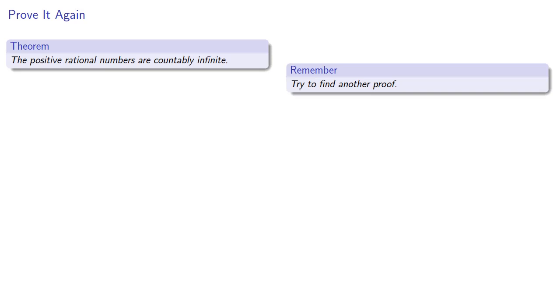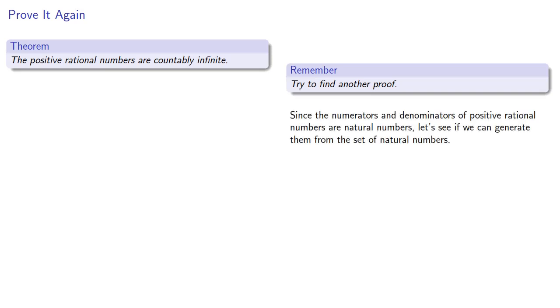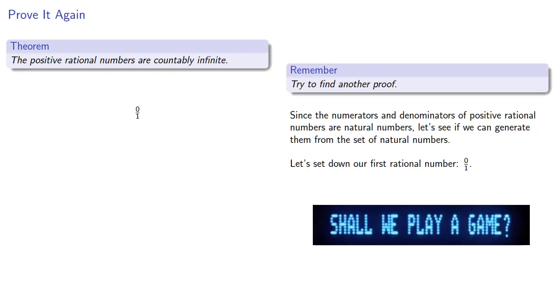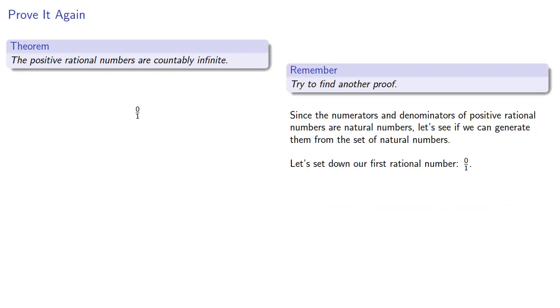So here's one way we might approach this. Since the numerators and denominators of positive rational numbers are natural numbers, let's see if we can generate them from the set of natural numbers. So let's set down our first rational number, 0 over 1. Shall we play a game? And so let's play this game.